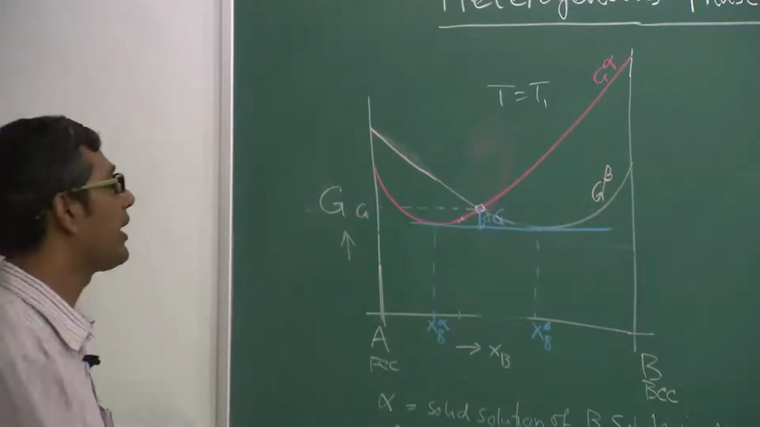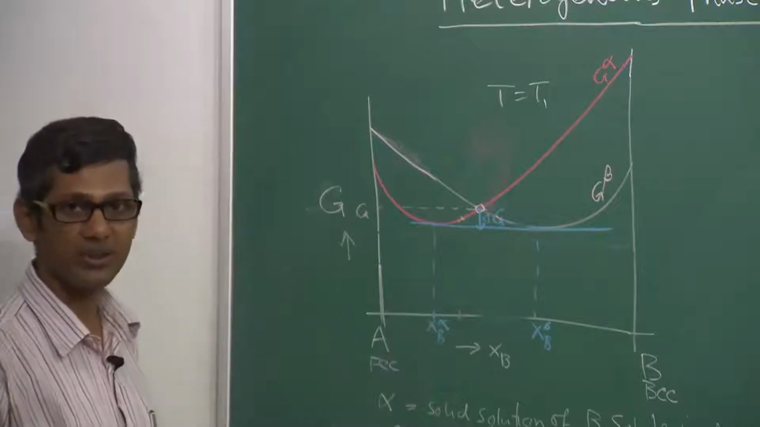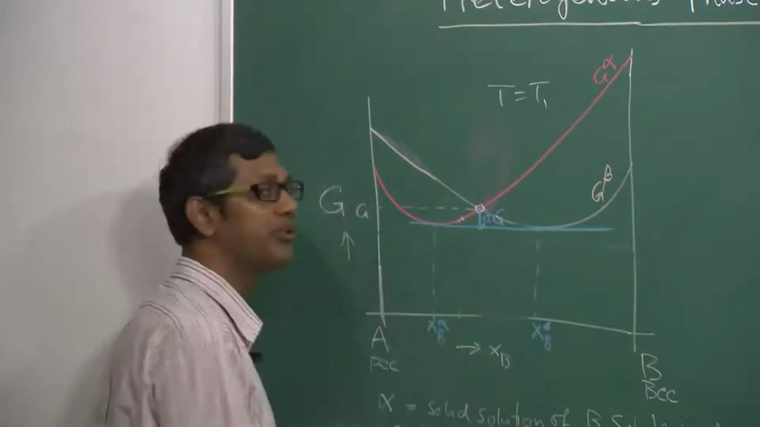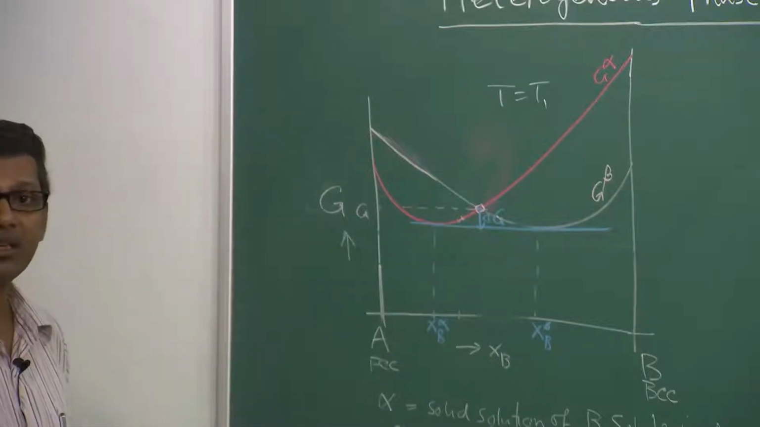So very clear, whenever you have a crossover between two free energy curves, this is a very golden rule. That means that there is a range of composition in which alpha and beta are together stable.